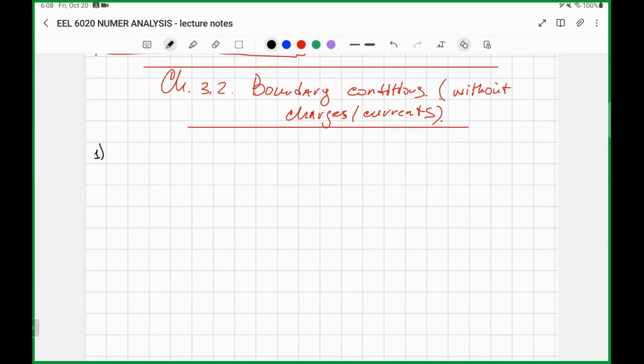So let's start with the Maxwell equation for the curl of the electric field. It's equal to minus dB over dt, right? And if I integrate this equation over some arbitrary surface, I would get something like this.